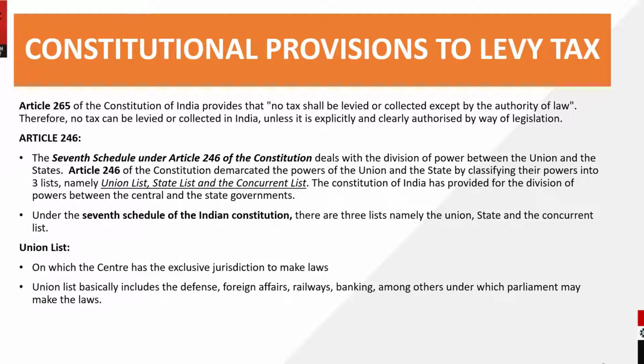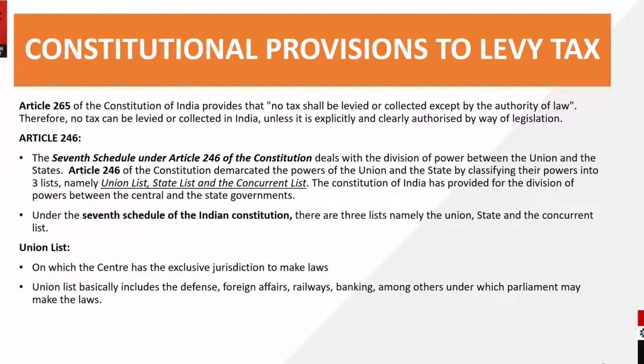We will bifurcate the constitutional provisions under three heads. In the first head, we will study Article 265. Article 265 of the Constitution of India provides that no tax shall be levied or collected except by the authority of law. Therefore, no tax can be levied or collected in India unless it is explicitly or clearly authorized by way of legislation. It means if the law does not permit the government to collect any tax, the government cannot do so.